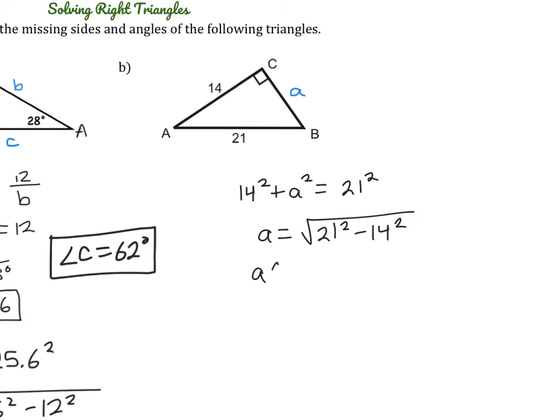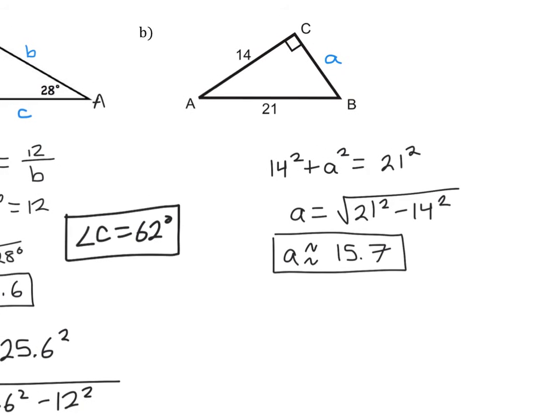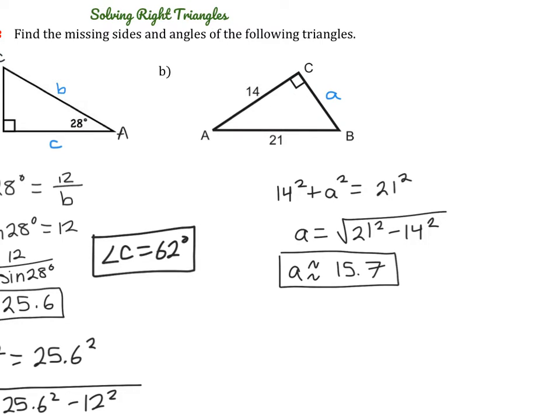And you can get a decimal approximation of about 15.7. But now we have the issue of finding the angle. So we can either find angle A or angle B. Let's say we start with angle A. So look at the initial information we are given.